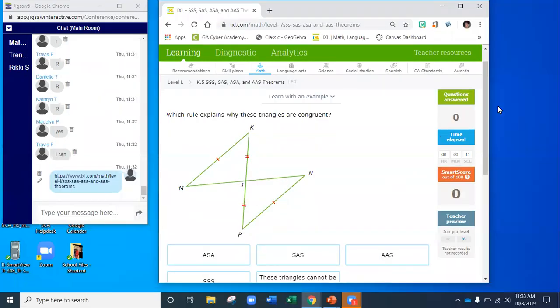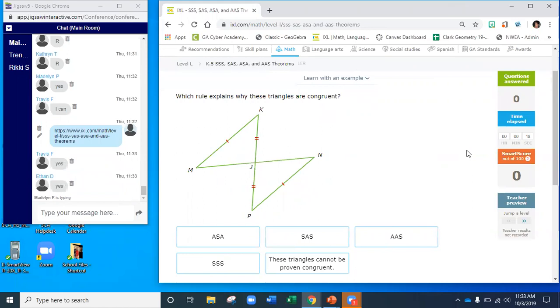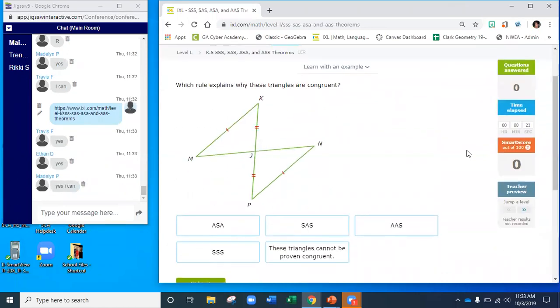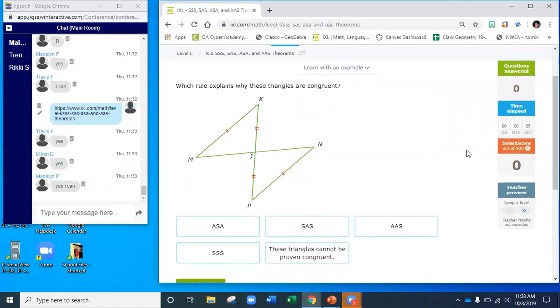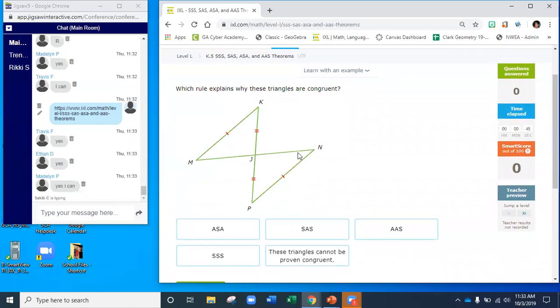All right, can everybody see my iXL? This one is a little bit harder. One of the things that makes this a little bit harder is we're dealing with all four of the congruency theorems that we've learned so far: side, side, side; side, angle, side; angle, side, angle; and angle, angle, side. That's one of the things.